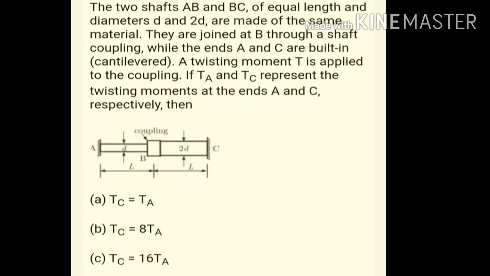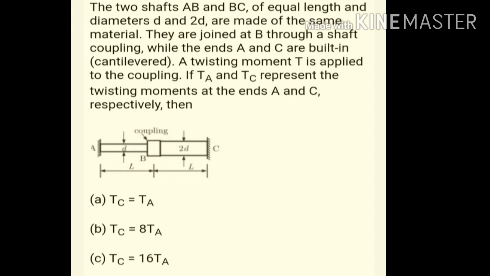Next question. The two shafts AB and BC of equal lengths and diameters D and 2D are made of the same material. They are joined at B through a shaft coupling. While the ends A and C are built in, a twisting moment is applied to the coupling. If TA and TC represent the twisting moments at the ends A and C respectively, then, so here a torque T is applied in between. These two are built into a wall, like a cantilever. He is asking what TA and TC are.